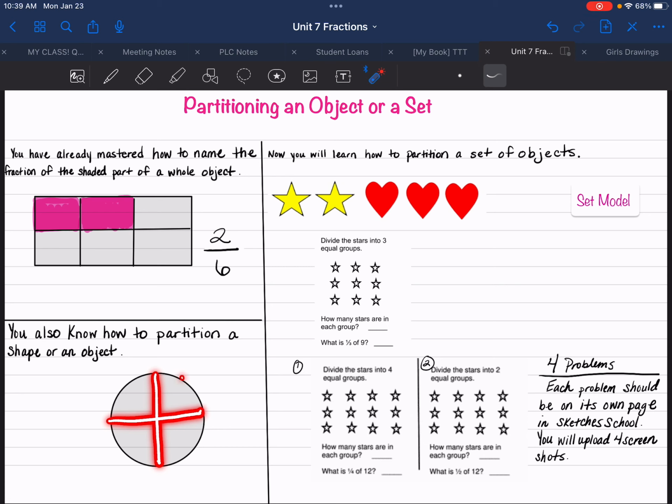That's 4. That's 6. That's 8. And since we have 8 equal parts, we know that our pizza is now cut into eighths. Each slice is 1/8.